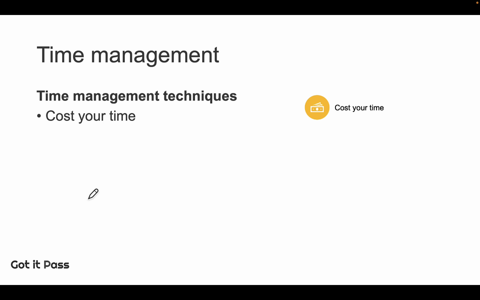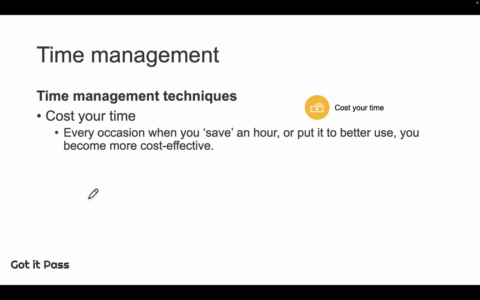And the next technique is cost your time. Every occasion when you save an hour or put it to better use, you become more cost effective. So it's quite straightforward that your time, your hours, have value. If you save 1 hour, it means you save some money that you can utilize or invest into other more effective or productive activities. So you not only optimize your time, you also have more value in your time.